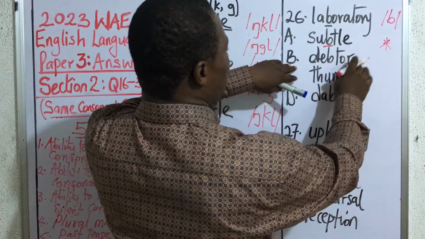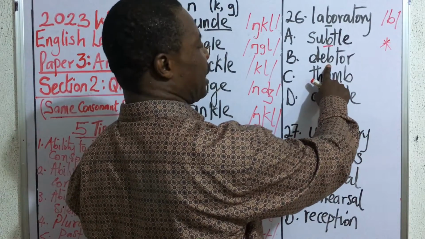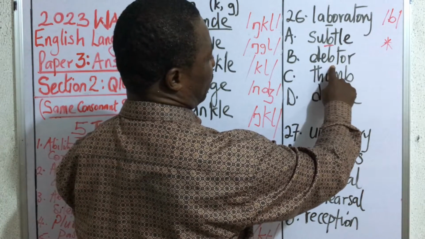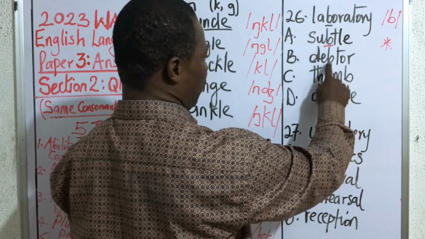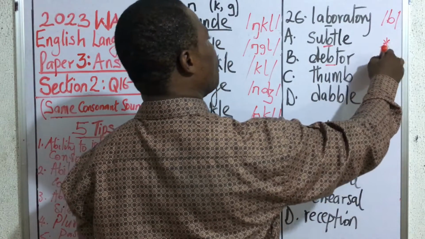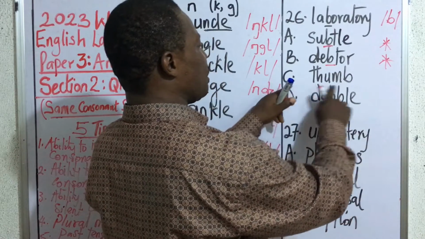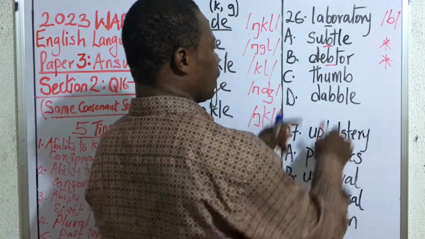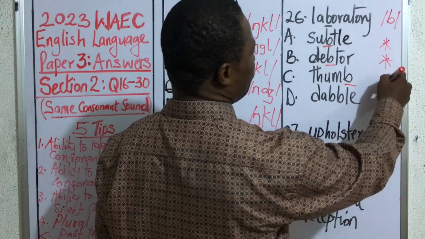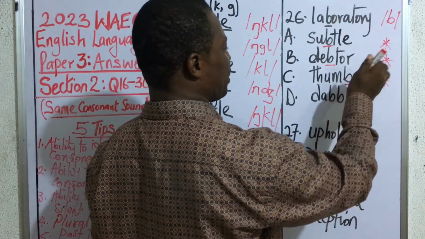Then for option B, you have debtor. Here you cannot say deb-tor. Most students I know will be tempted to pronounce this one with the B. No, the B is completely silent. You can't say deb-tor, it's det-or. So there is no B in this word. Option C, thumb. B is equally silent here, alright? You cannot pronounce this word with the B. No, it's thumb. B is silent.